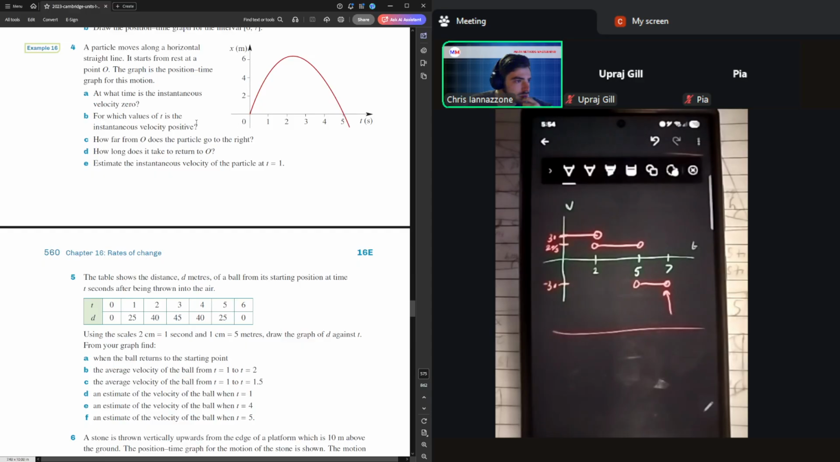Let's go with question 4 stuff then. At what time is the instantaneous velocity 0? This one should be a quick fire, I would hope. We've done a lot of derivative stuff.